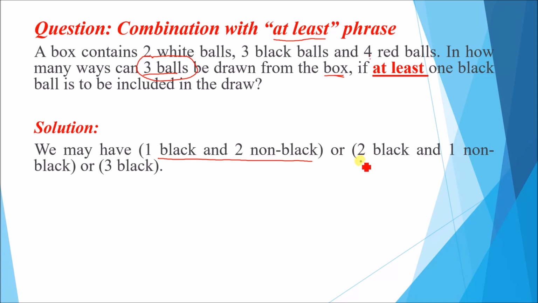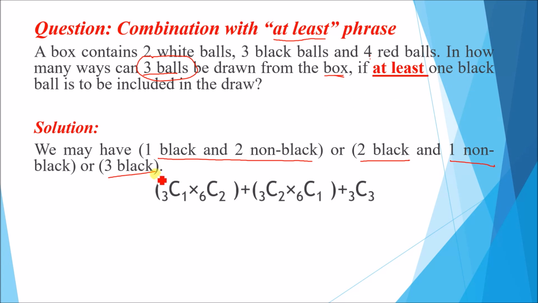Pwede kang magkaroon ng 2 black balls at saka 1 non-black. And pwedeng ordinary 3 black na lang lahat. And the most important here, because of the word at least, kailangan isa doon ay black, at least isa doon ay black, kaya pwedeng 2 black or pwedeng 3 black lahat. Kaya kung susumahin, you could have this process.